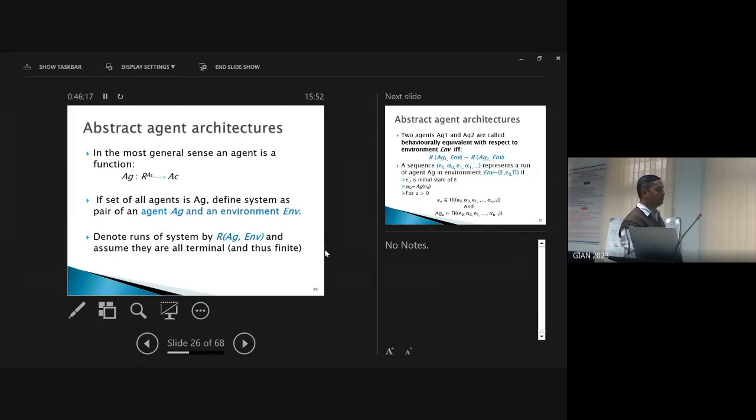So we denote the run of the system by the agent AG and the environment. So the collection of one AG and a set of environment states will lead to a terminal state at the end of the run. So that is the end of that run.